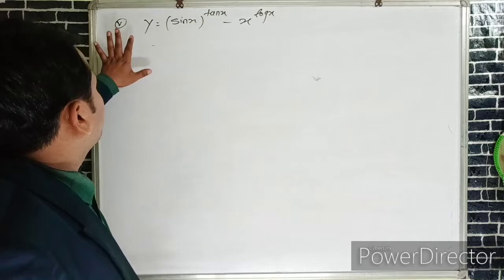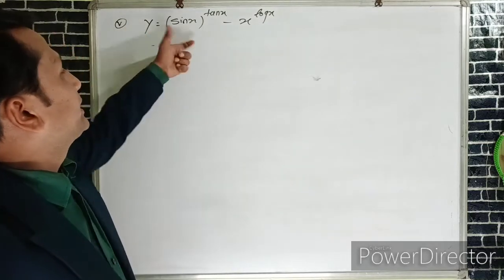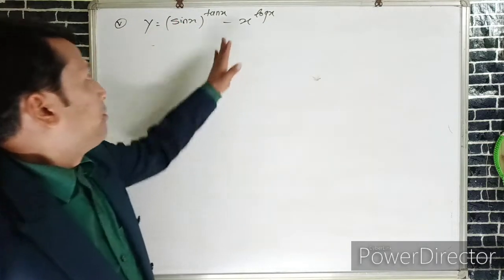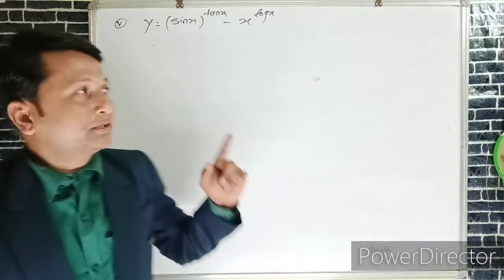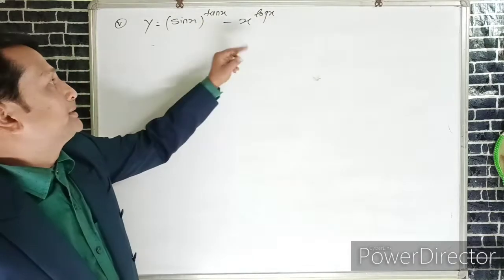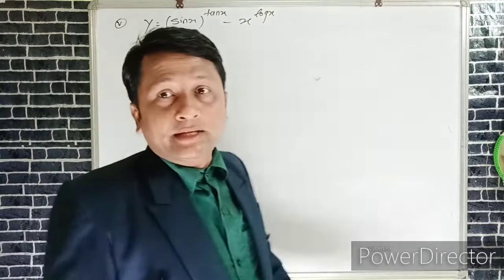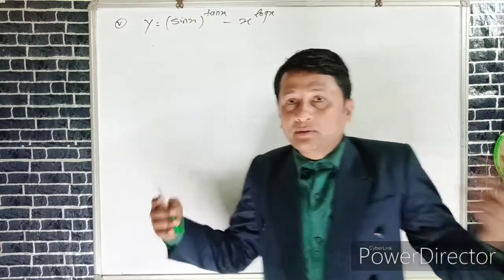Next one, example number 5. y is equal to (sin x) raised to the power 10x minus x raised to the power log x. Again both functions, which are (sin x) raised to the power 10x and x raised to the power log x, are in the form of f of x raised to the power g of x.